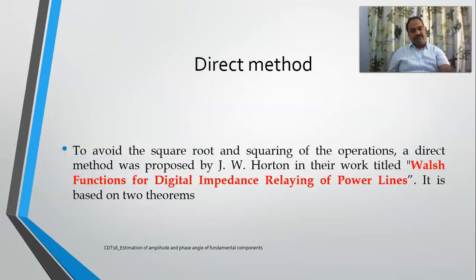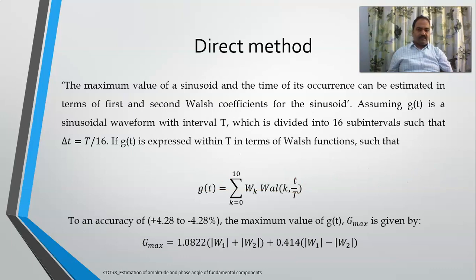Whereas a direct method was proposed by Horton, who published this particular direct method in this work. It depends upon two theorems and gives approximate results. In the first theorem, they stated that the maximum value of a sinusoid and its time of occurrence can be estimated in terms of the first and second Walsh coefficients for the sinusoid.